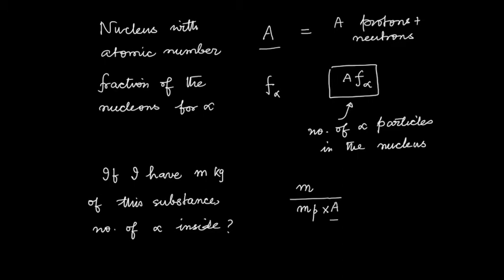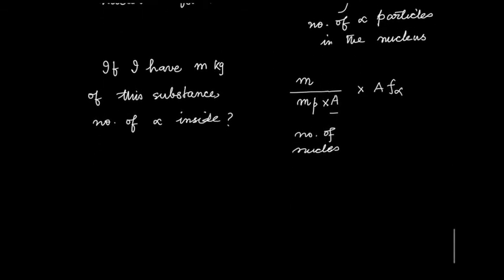m_p is the mass of a proton, and the mass of a proton is the same as the mass of a neutron. So their weight will be the mass of proton times A. So if I have m gram of this substance, this is the fraction, this is the number of such nuclei in the m gram of this substance. Each nucleus will give you A times f alpha alpha particles. So A cancels out, but this is essentially the number.